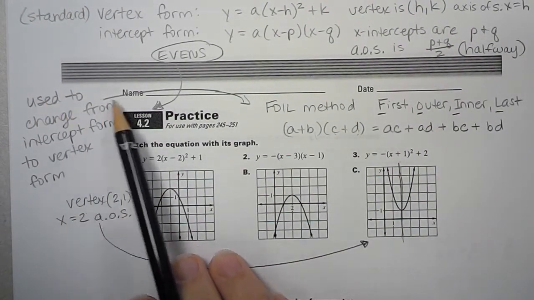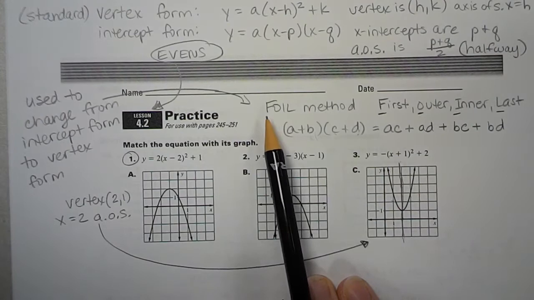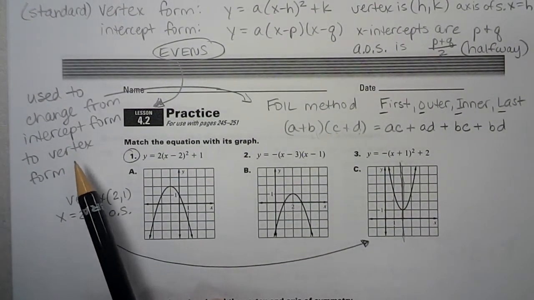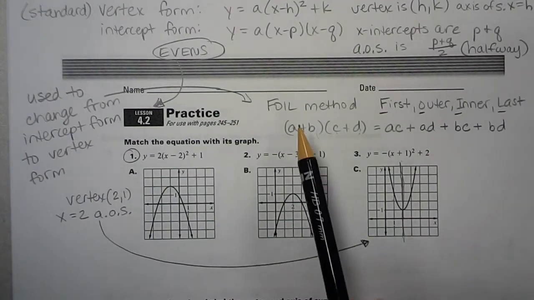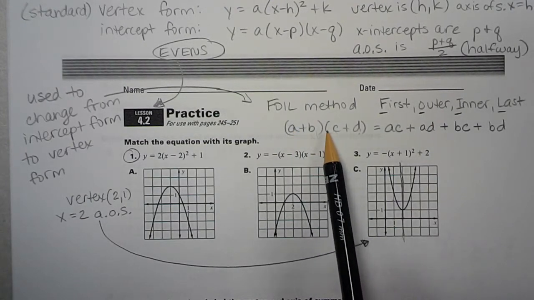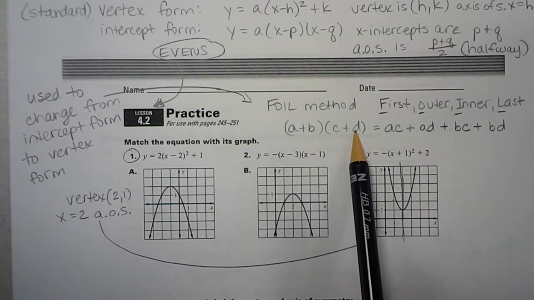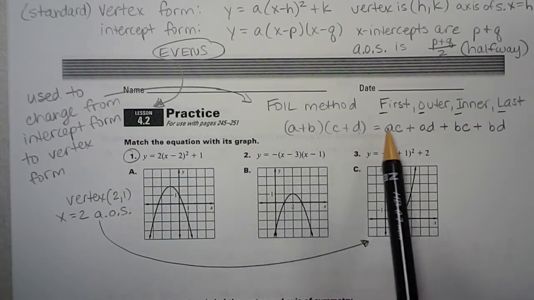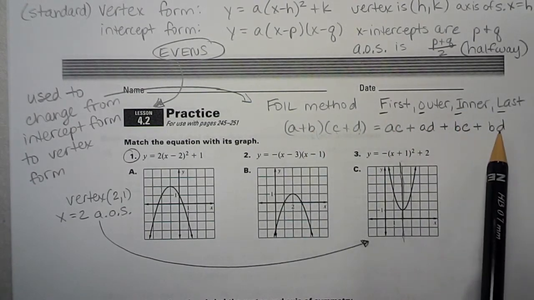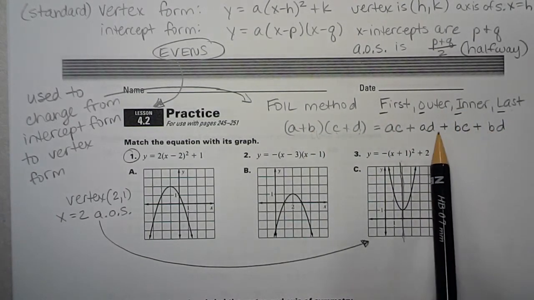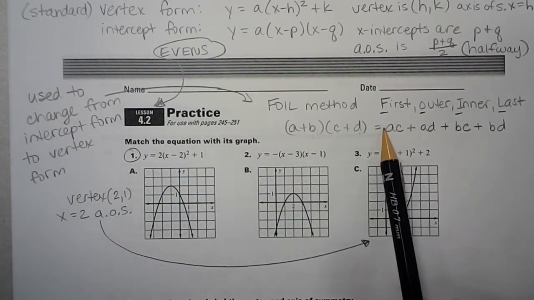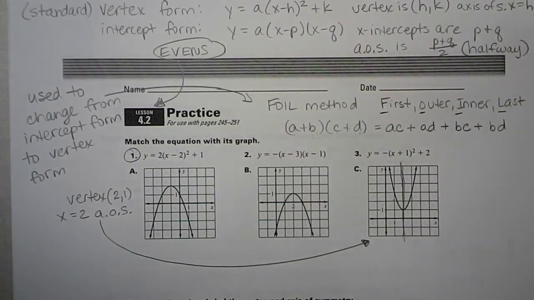You can use the FOIL method, which you've used before in your life, to move from intercept form to vertex form by simply multiplying the firsts, the outers, the inners, and the lasts, FOIL, in order to get the total answer. It doesn't matter what order you do these in, actually, but FOIL is just a nice way to remember it.